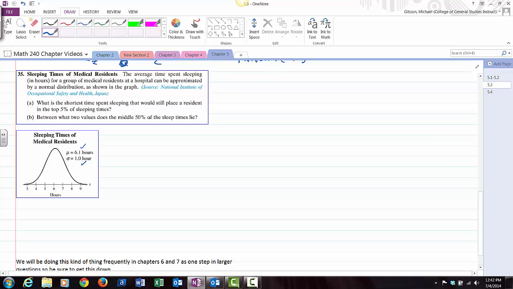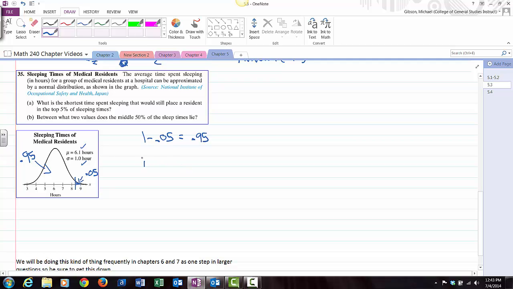All right. So we want the top 5%. So that's something like here, where this area right here would be 0.05. So if this is 0.05, what's this? Well, 1 minus 0.05 is 0.95, right? So that probability or area, however you want to say that, is 0.95.